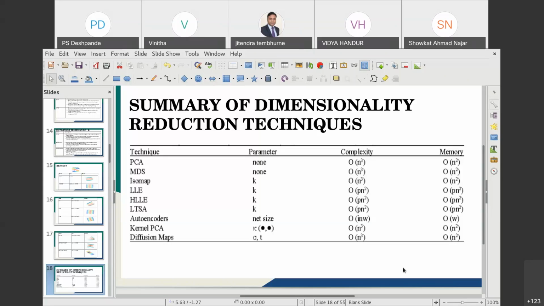And in LLE, you have an additional p here. P is the number of target dimensions. So the n-dimensional data is converted to p-dimensional data, and the formula is p n square.